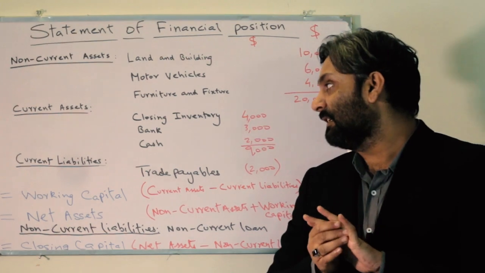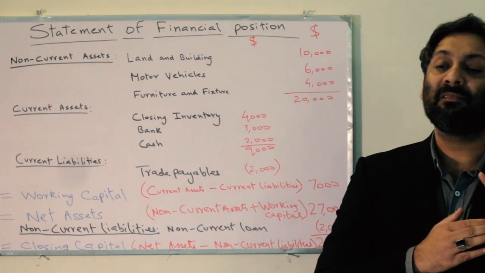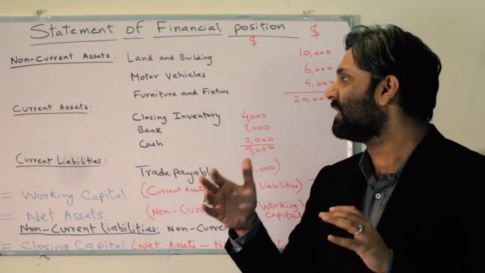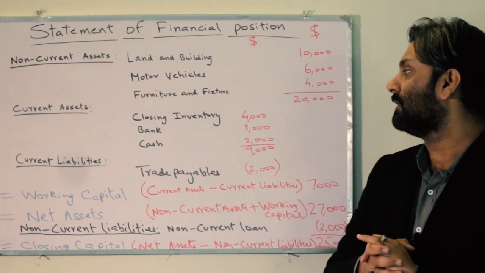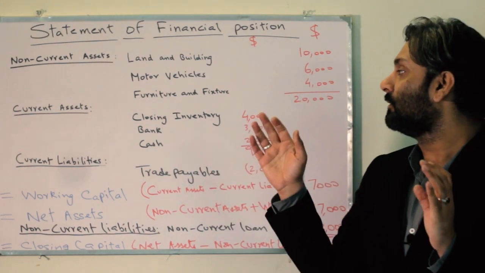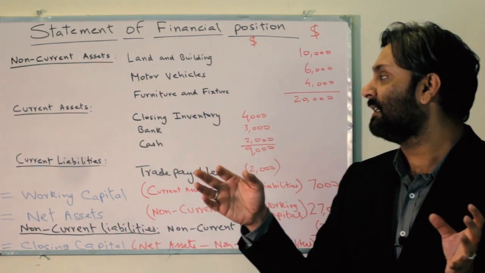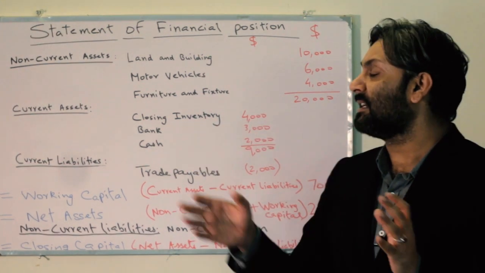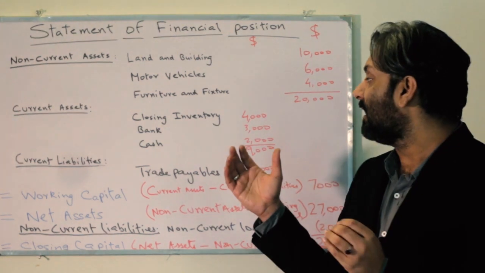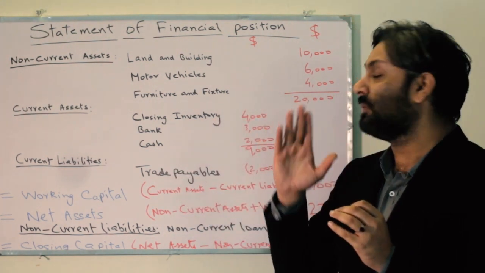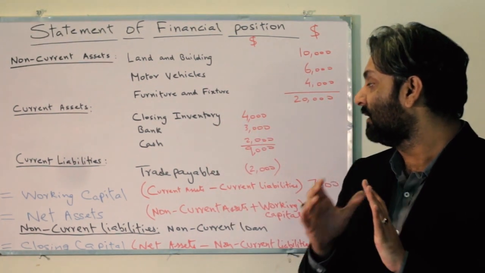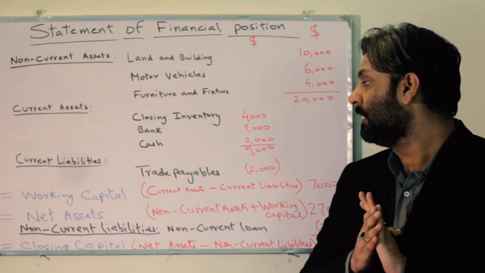Obviously, current assets are the assets which have a life of less than 1 year, which are either cash or easily convertible into cash. That is why they are called current assets. So, two variations of assets: non-current, having a life of more than 1 year, and not bought for resale; and current assets, having a life of less than 1 year, and bought for resale. When it comes to closing inventory especially, we are buying it for resale purposes.